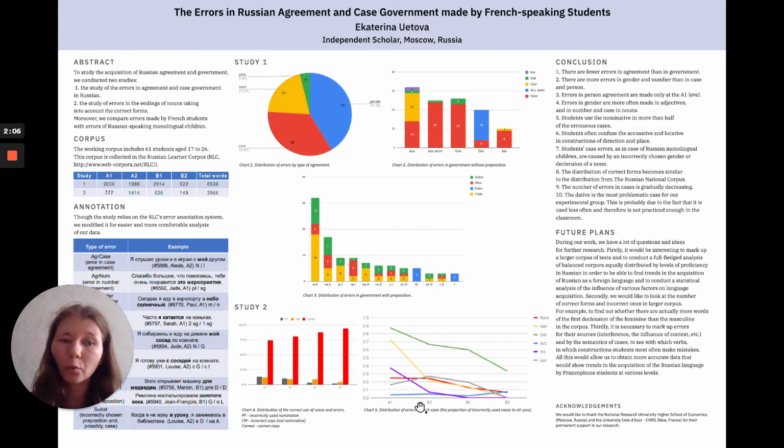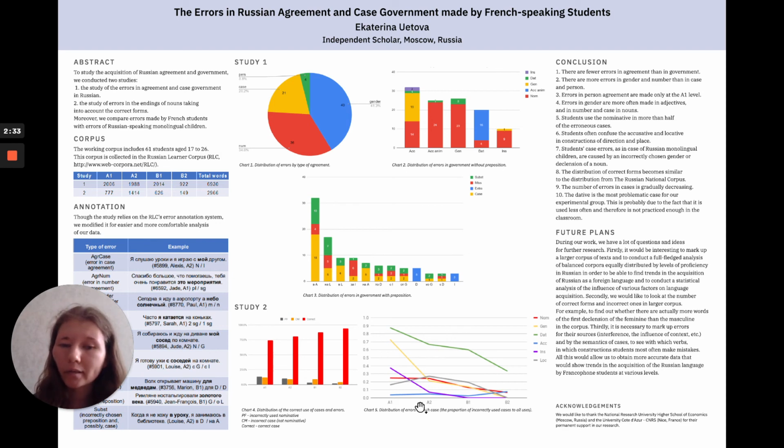These charts show that the number of errors for incorrectly used cases decreases with the increase in language proficiency. If we take into account the correct forms, we can see that the percentage of correct forms is getting larger from level to level. Moreover, now we can see that the dative turned out to be the most difficult case for our students. Students use it rarely, trying to replace it with another case.